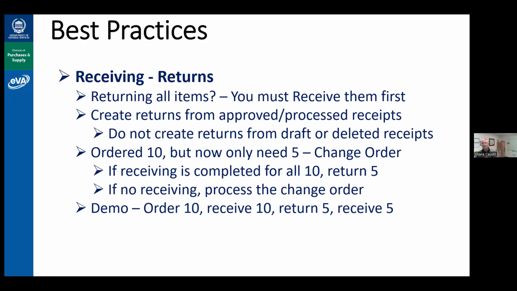So what do we do? If receiving is completed for all 10, return the 5 and do a change order to set it back to 5. If you don't have any receiving, process the change order. Okay, just go ahead and do the change order before you do any receiving, if you need to make that type of change. And then the quick demo I want to show you is the example of I've ordered 10, I confirm receipt of 10, I return 5, let's say they're broken, defective, didn't meet my standards, and then I'm going to re-receive the 5 to complete my order to 10. That's the example I want to walk you through.